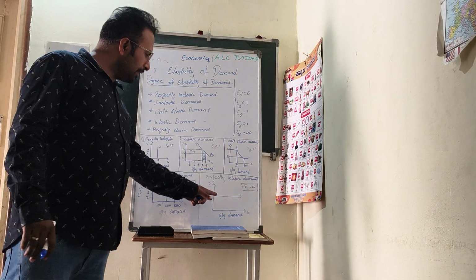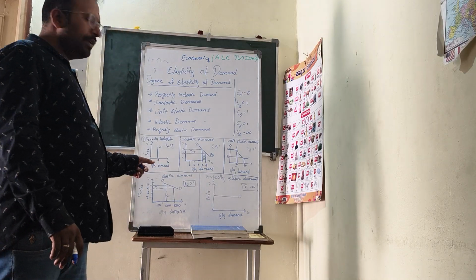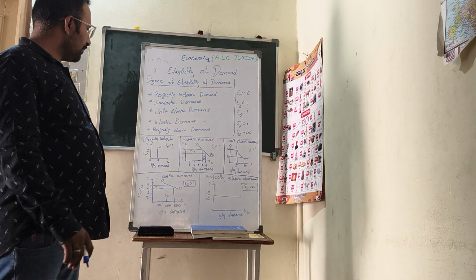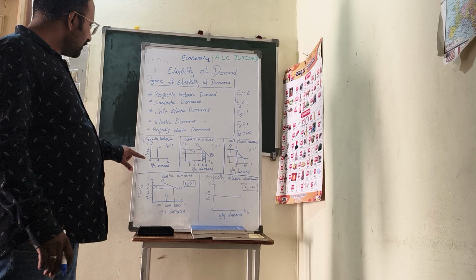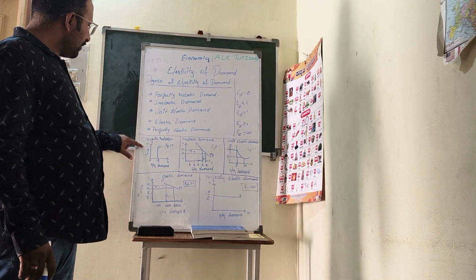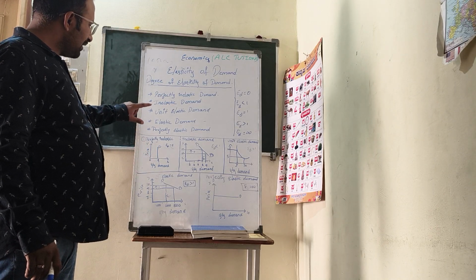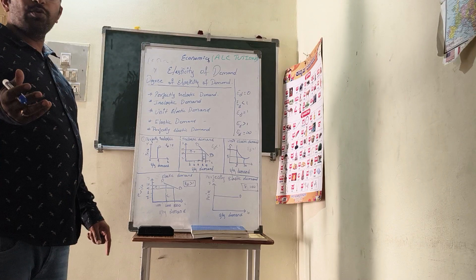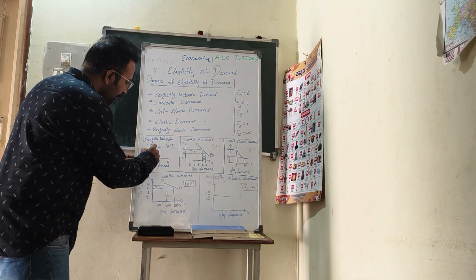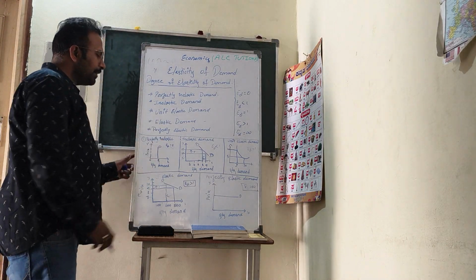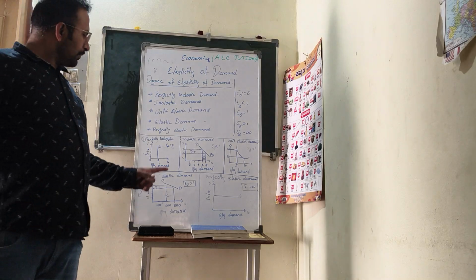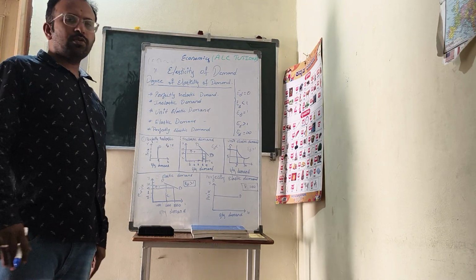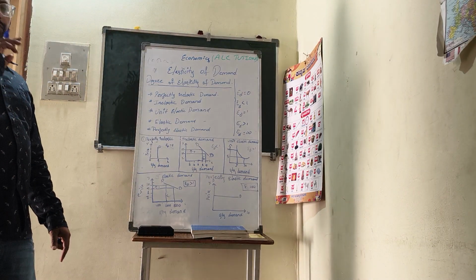While the perfectly elastic demand curve is horizontal, the perfectly inelastic demand curve is in vertical shape. See the change in price here, and the quantity demanded is in a vertical line, which means elasticity of demand is 0. However much you change the price, P1, P2, P3, the quantity demanded will be the same. So in this case, elasticity of demand is equal to 0.